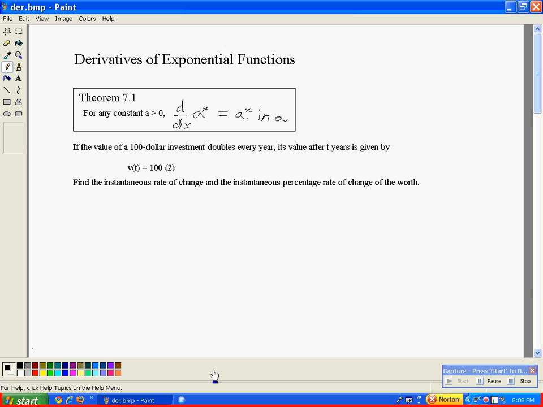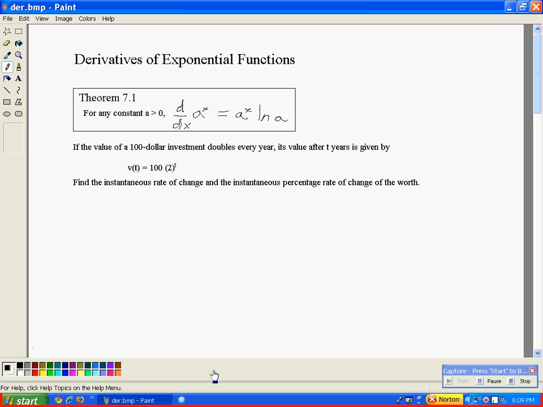The question is, what's the instantaneous rate of change and the instantaneous percentage rate of change of the worth? Well, what does that mean? Let's take a look. We want to find out just how much the account is increasing in money at any given moment. Just like the milk, how much warmer is it getting at any given moment? Here we're saying how much more money is the account getting at any given moment.